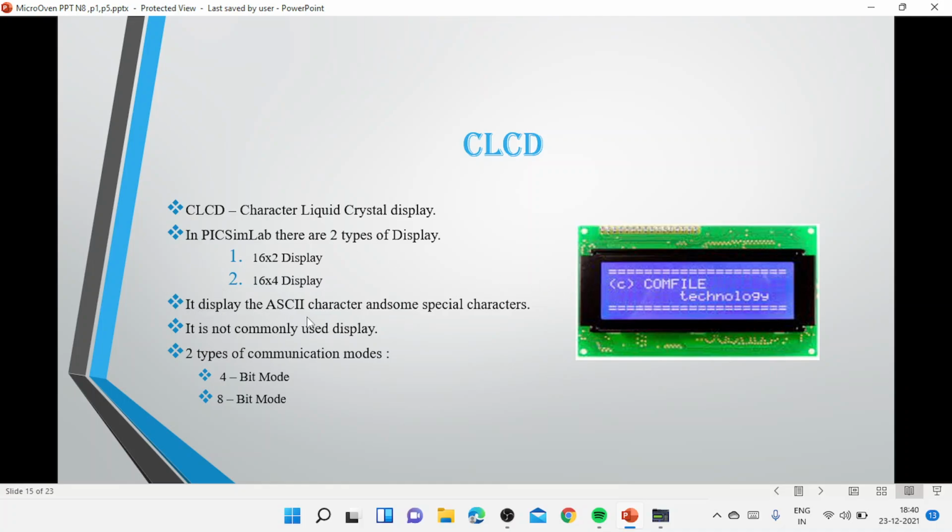It displays ASCII characters and some special characters. Means, as I said, everything is stored in ASCII form and shown on this CLCD screen. There are two types of communication modes in this CLCD: 4-bit mode and 8-bit mode. Coming to our project, we are using 4-bit mode.